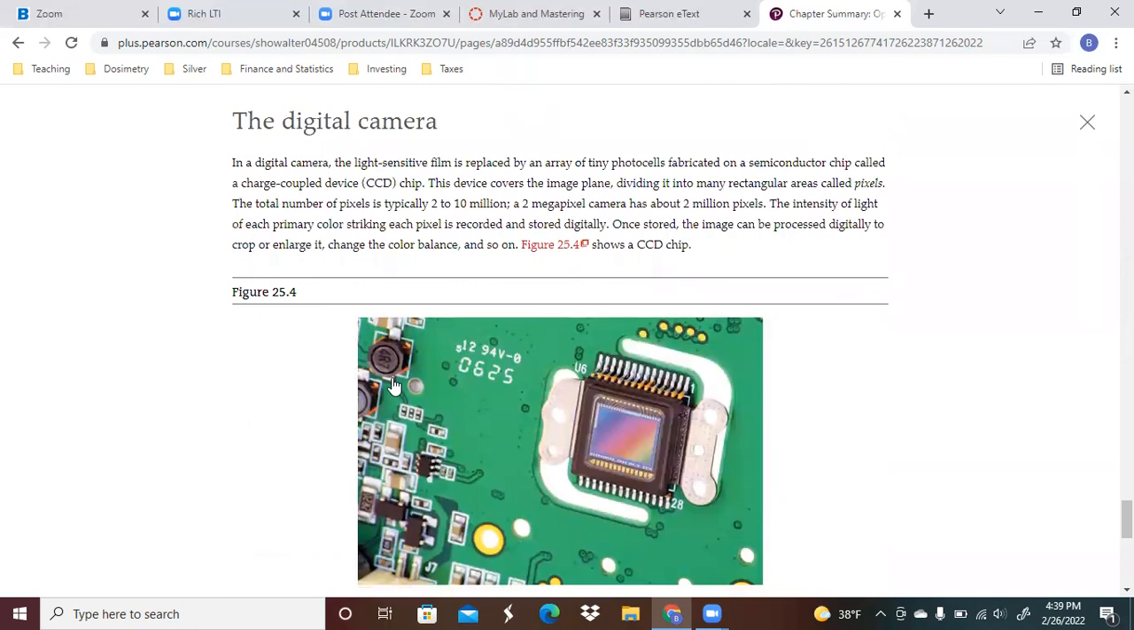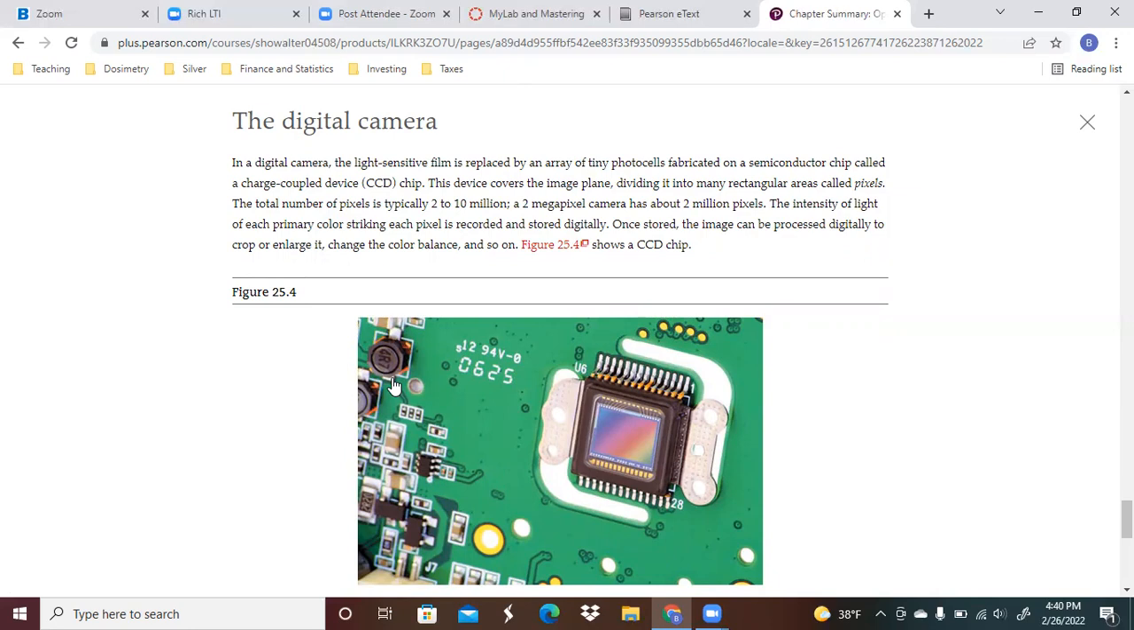So in a digital camera, the light sensitive film is obviously replaced by an array of tiny photocells fabricated onto a semiconductor chip called a charge coupled device, or a CCD. This device covers the image plane, dividing it into many rectangular areas called pixels. Somewhere between 2 to 10 million pixels will be on these CCD chips. And a 2 megapixel camera has about 2 million pixels.